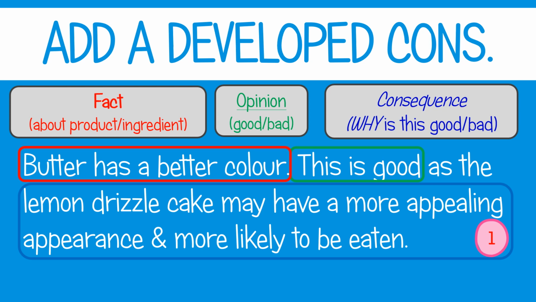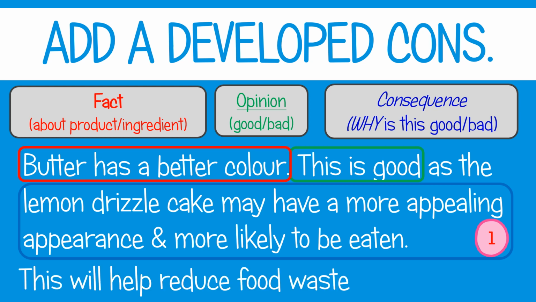If we wanted to add in a developed consequence, we want to be going in with another reason why we think it's a good thing that butter has a better colour, or we want to be going into more detail about why it's a good thing that the cake's going to be more likely to be eaten. So we're going to say that this is going to help reduce food waste, so that's your developed consequence, and you've now got 2 marks for the answer shown on the screen.